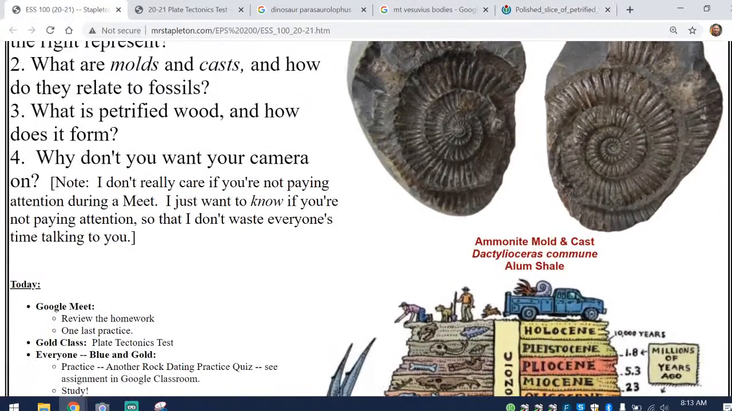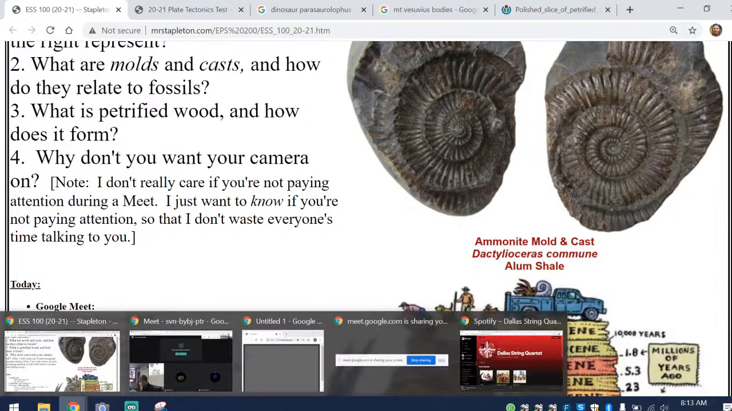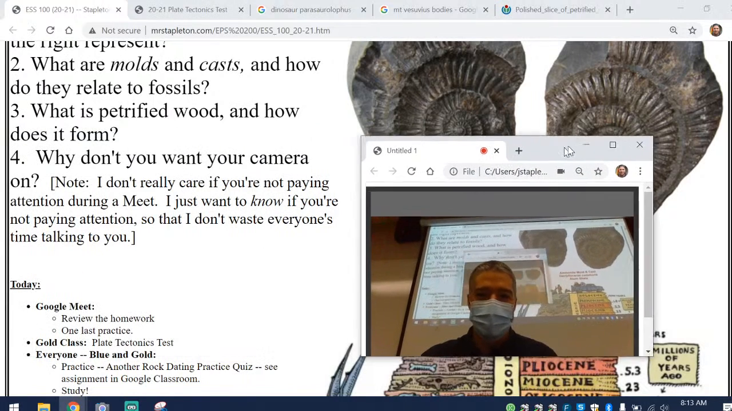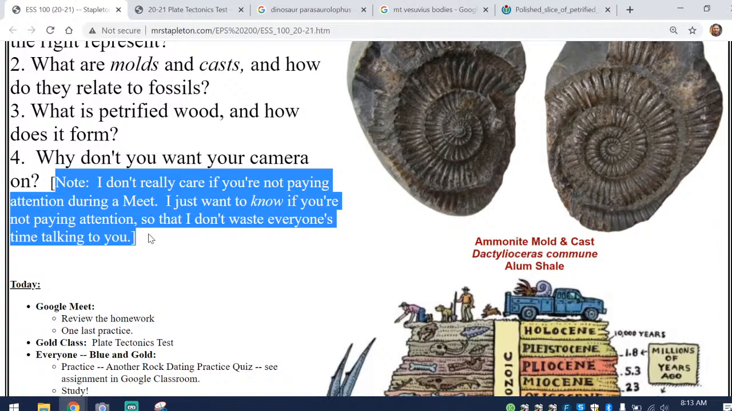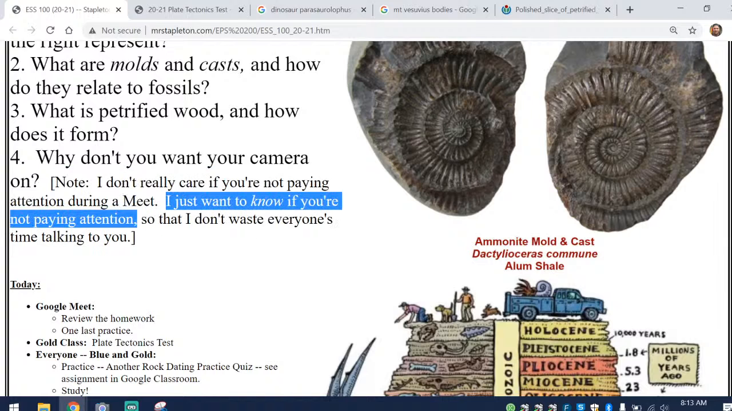All right, last, I'm curious. Sully and Tommy, you're the only ones who are actually there with your cameras off right now, but I want to know why you don't want your camera on. And first, this is a very important note. I don't care if you're not paying attention during a meet. I really don't care. If you want to just sit there in your room and do stuff on your phone or paint or go to sleep in your bed, that's up to you. My job is to try to teach you, but I want to know if you're not paying attention, because then I won't call on you and waste everybody's time.